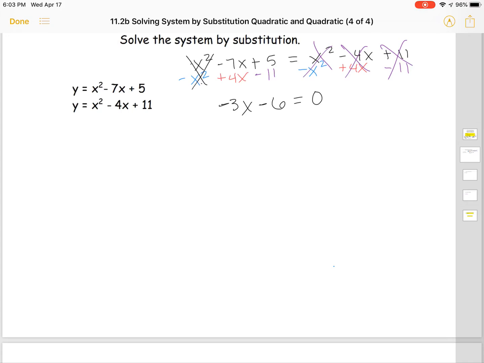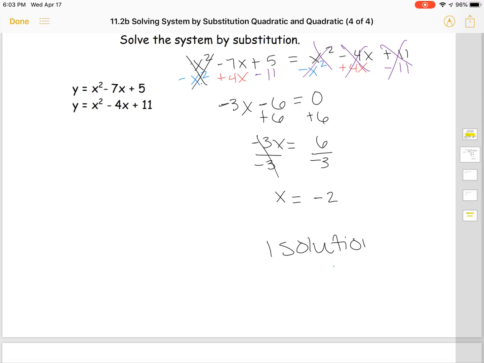Well, now we're ready to solve for x. Since this is just a linear equation, we can just solve by isolating x. So I'm going to add 6 on both sides. Negative 3x equals 6. Well, the inverse of multiplying by negative 3 is dividing by negative 3. So x is equal to 6 divided by negative 3, which is negative 2. So for this problem, we found one x value, so that means we are going to have one solution.